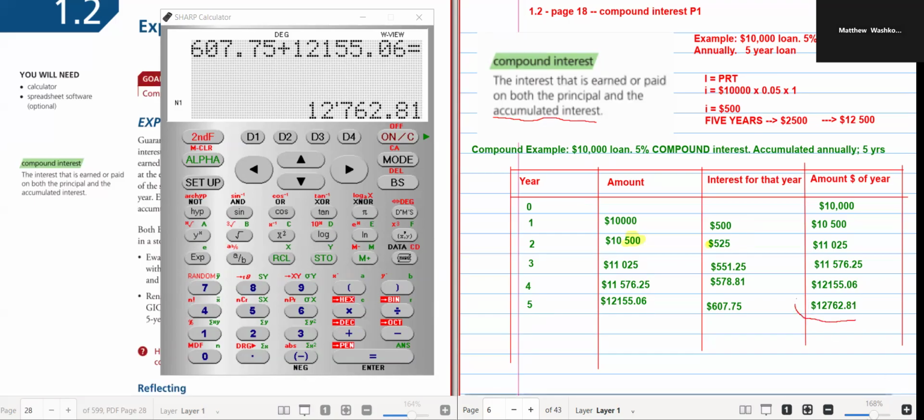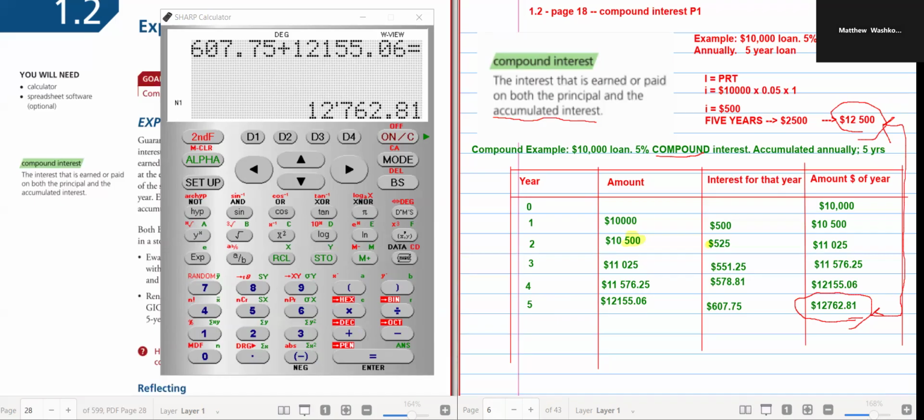Now, I really want to make a note here. The difference between our simple interest and our compound interest, look at the difference. That's about $262. That's the difference between these two numbers here. You should be able to see my mouse. So that's what compound interest here is. It's really simple. I'm gaining that interest on the accumulated interest.